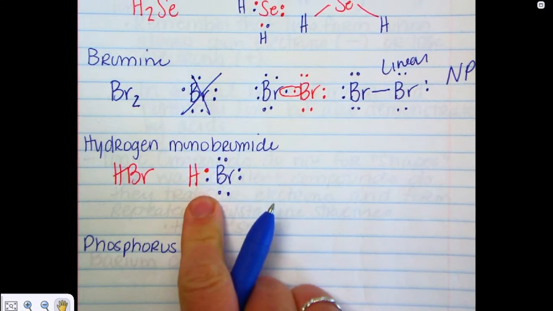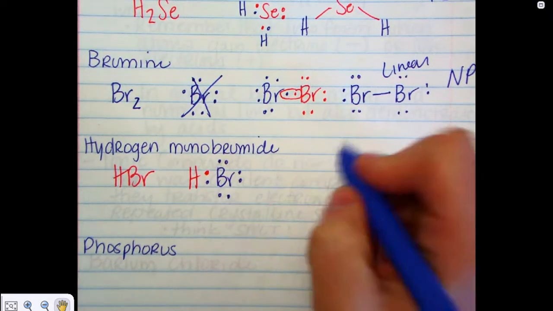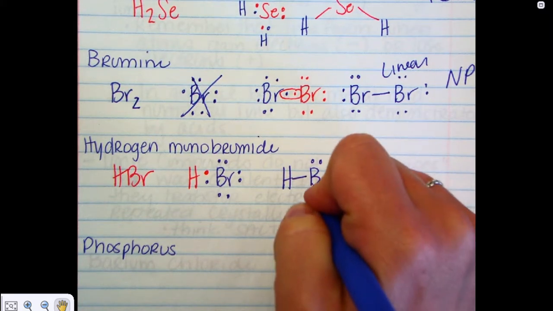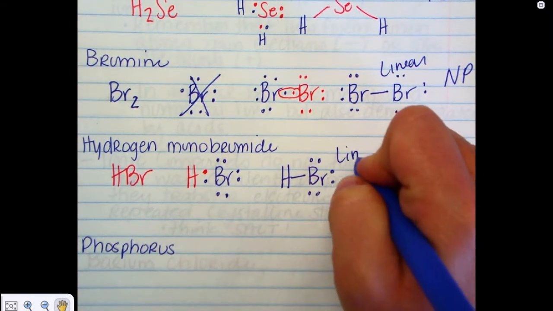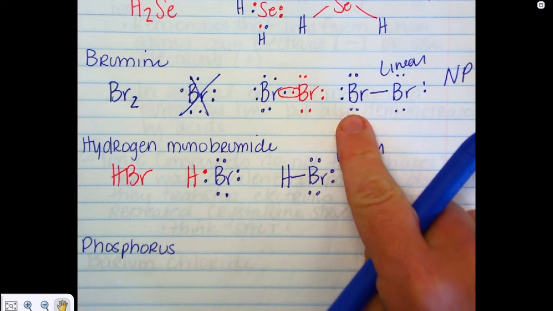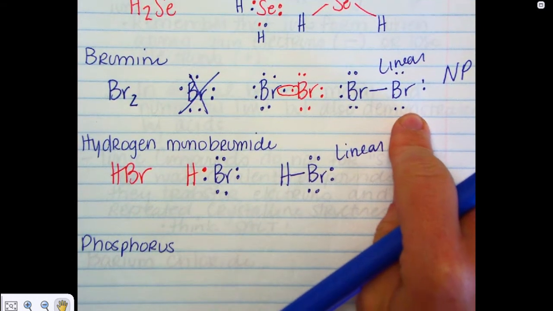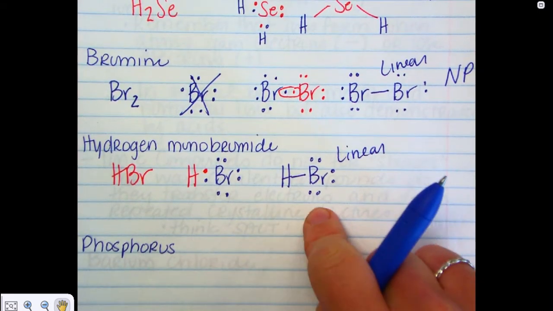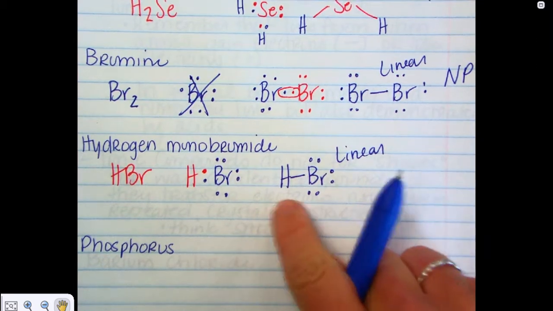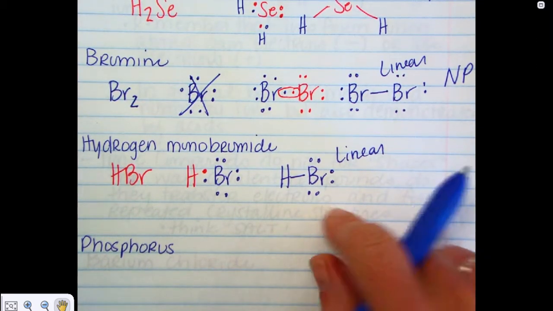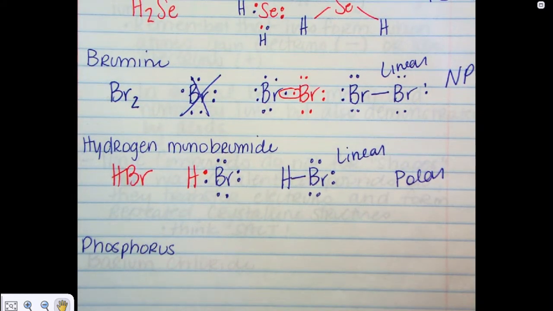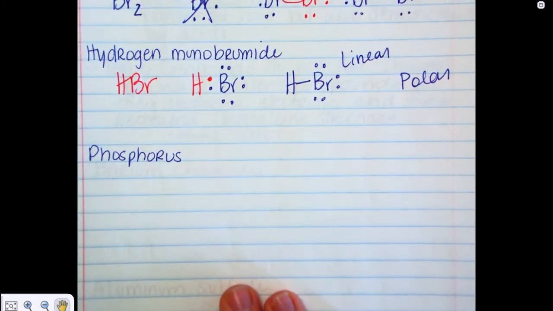Okay, there's my 1 shared pair of electrons. If I draw it in the shape structure, still in a straight line, linear. Now let's talk about the polarity. Well, here you can obviously see the bromine pulling on the bromine is going to be the same. But do you think the hydrogen and the bromine pulling on each other, with the bromine having these extra unshared pairs of electrons, do you think that's equal? Heck no. So this is actually going to be polar.